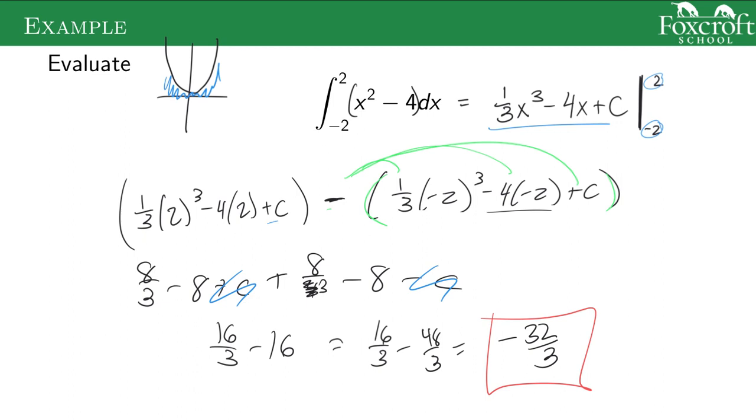So this actual area, without doing an approximation, the exact area under this curve from negative 2 to 2 is negative 32 over 3. And again, even though it's an area, it makes sense to have a negative because anything under the x-axis is considered a negative area. So it's okay that I get a negative answer for my final answer.